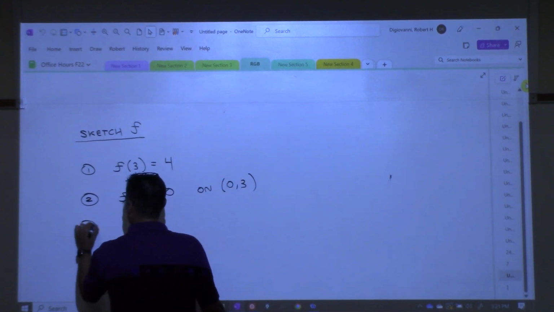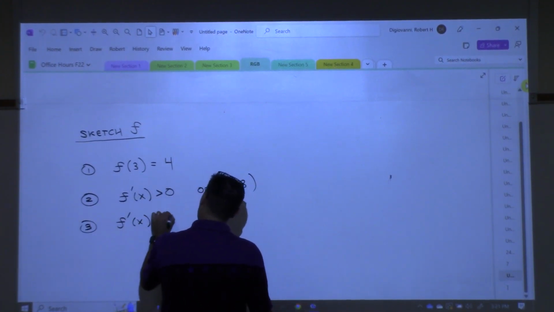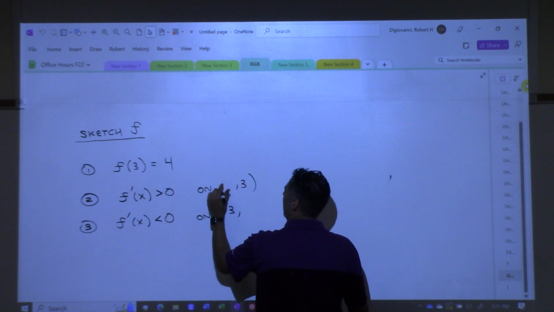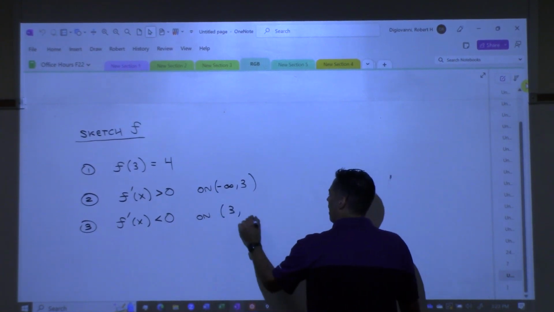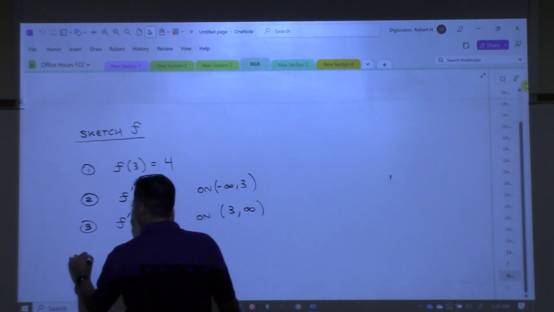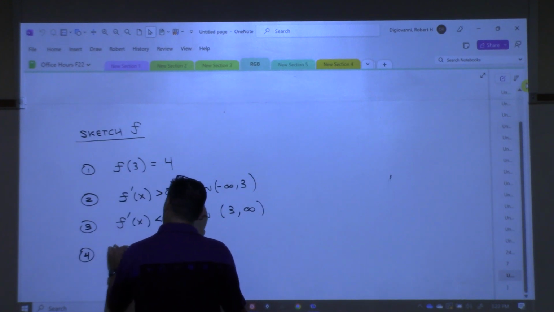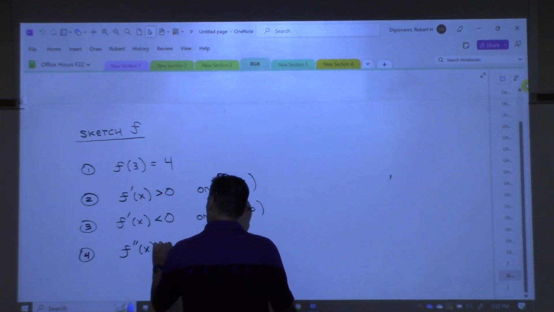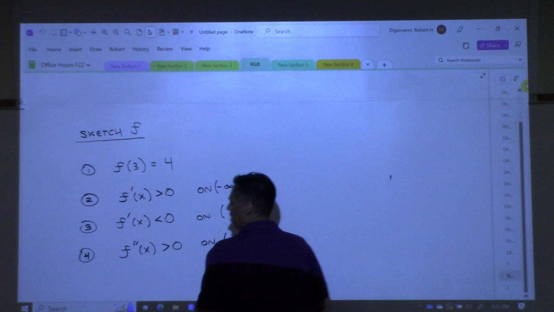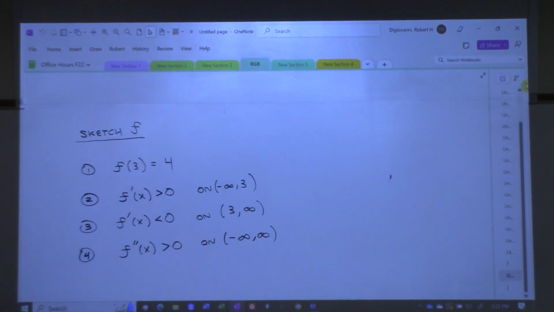And the third condition is that f prime of x is less than 0 on the interval 3. You know what? Make this not 0, 3. Make it negative infinity to 3. Sorry. And then from 3 to infinity, its derivative is less than 0. And the fourth and final condition is that f double prime of x is greater than 0 on this interval. There you go. Look at it, think about it. And if you got something, draw it, fold it up, hand it to me.